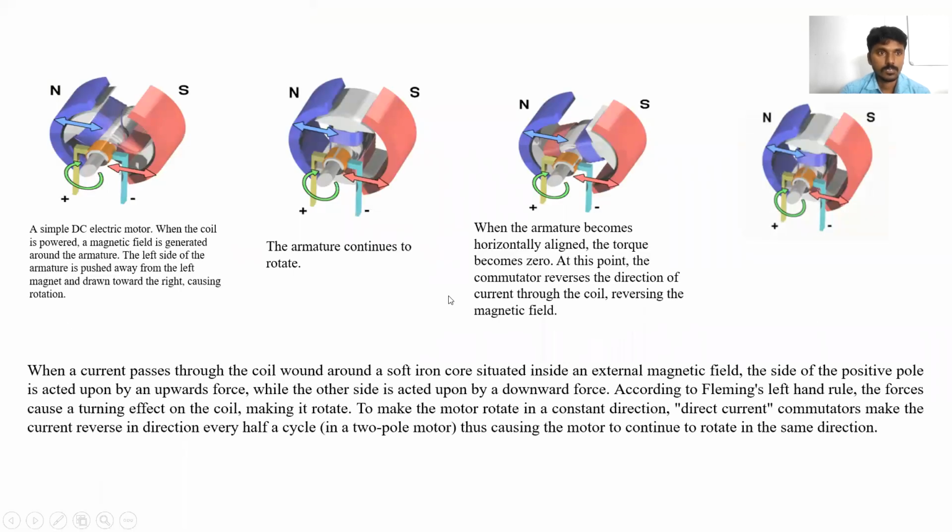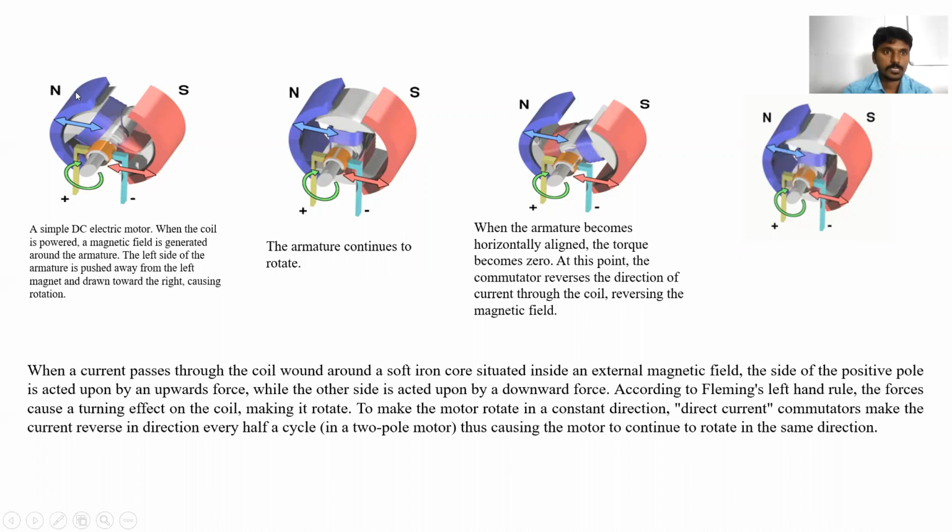So see here, already we know very well about the operating principle of the DC motor. Clear? When a current carrying conductor is placed in the magnets, then what will happen? So the force is produced.